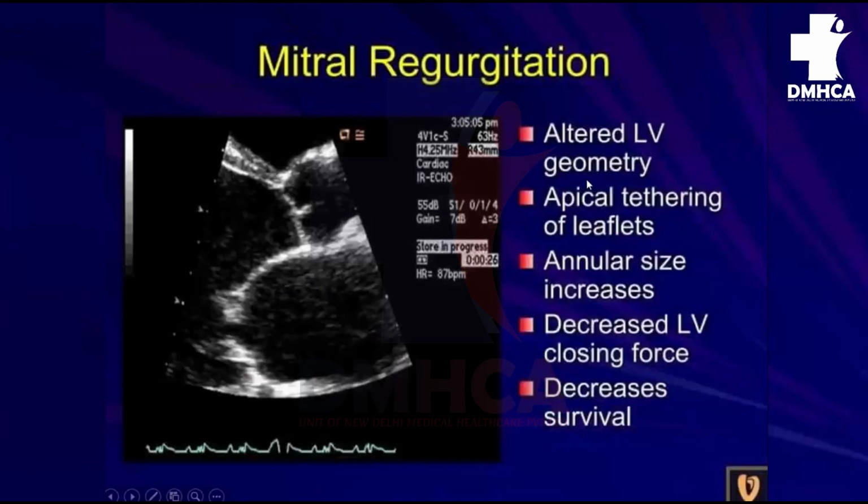So mitral regurgitation, this is altered LV geometry because the LV is so much dilated. The annulus from here to here, if you see, the annulus diameter is high. Because the annulus is large, there is a gap between the mitral valve leaflets. So annular size increases, with decrease in closing force. If this is dilated and this is constant, then there is a gap. Then we can find out the prognosis, which is a little poor in this patient.